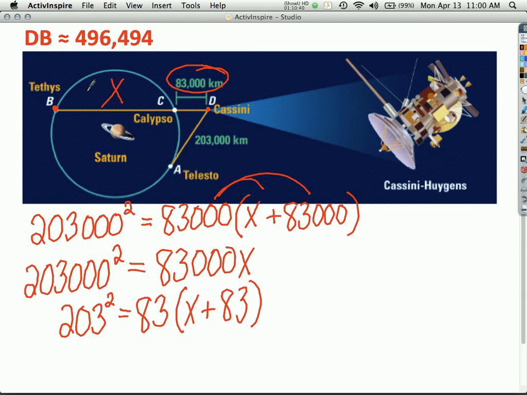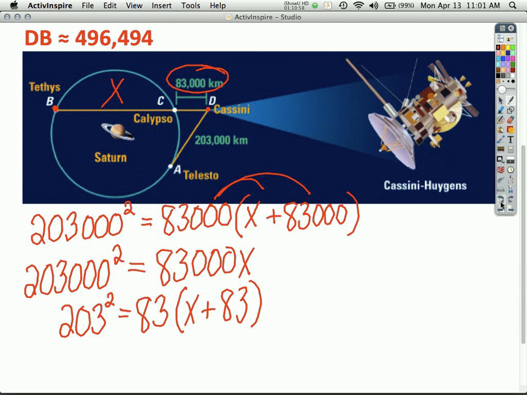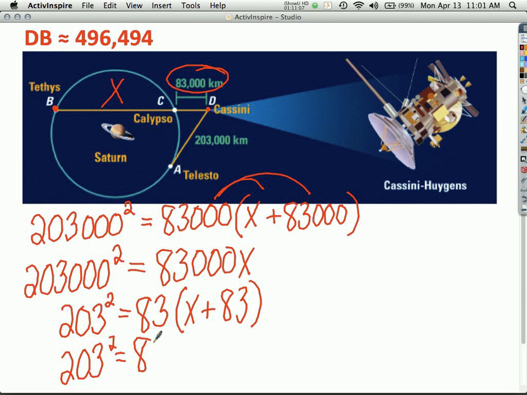If you're representing x as just BC, at the end you have to add in 83 or 83,000. If you're having x represent this whole distance, then you don't have to do that step at the end, but you have to be aware of that. That's a critical choice in your path of logic and your approach to the question. Okay? So yes, this would have worked as well. 203 squared equals 83x. That's by far the simplest approach. But you have to be aware of what's happening.